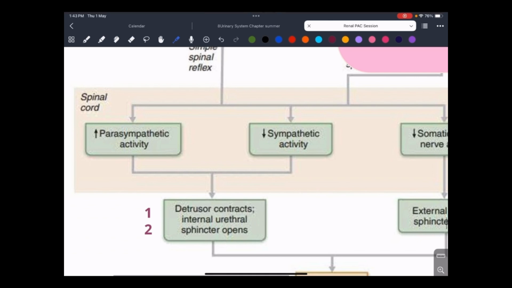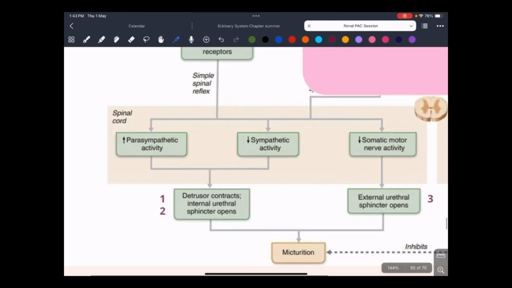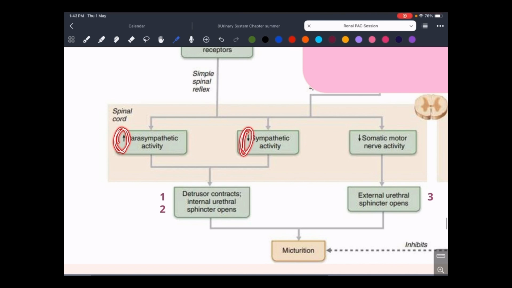But the spinal cord says, okay, since this is a baby, again, they don't control when they go, okay, my bladder is full, then I'm going to have to go and urinate. What's going to happen? Parasympathetic activity increases and sympathetic activity decreases. This makes the detrusor muscle contract and the internal urethral sphincter open.